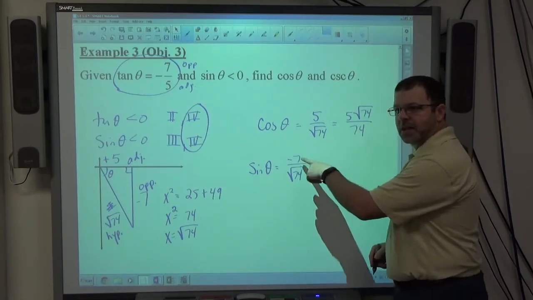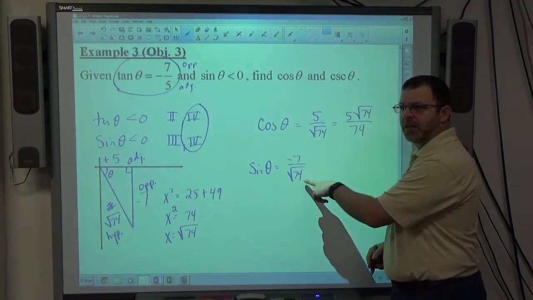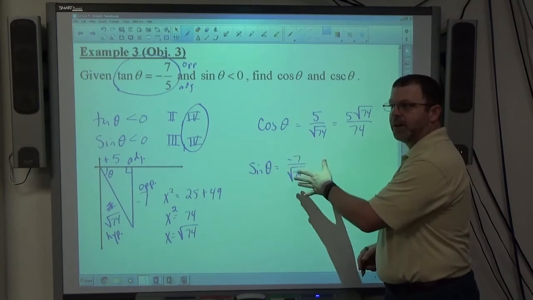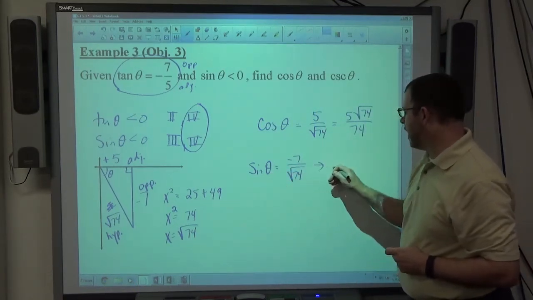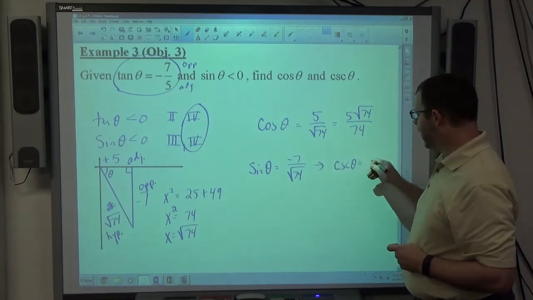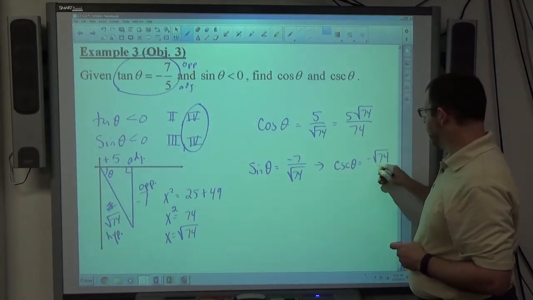Now keep in mind, that's not the best final answer for sine, right? I'm not trying to find sine, I'm finding sine to find cosecant. All right? So the fact that I know what sine is leads me to the fact that cosecant of theta would be negative the square root of 74 over 7.